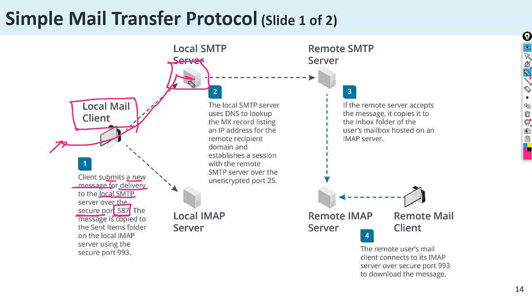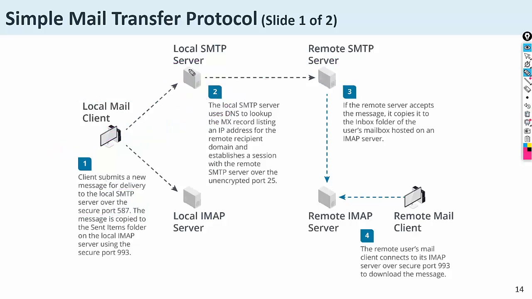Then the message will be copied in a folder. There are multiple folders: inbox folder, sent folder, outbox folder. When your mail is to be sent, first it will be put in the outbox. When the mail is delivered to the remote server, it will be removed and moved to the sent folder. When we are receiving any mail, it will be displayed in the inbox. This is the simple process.